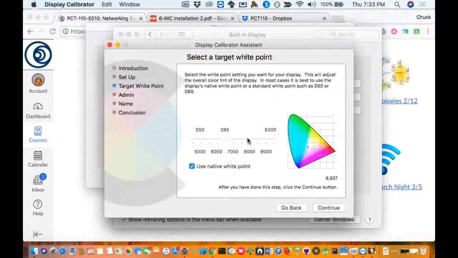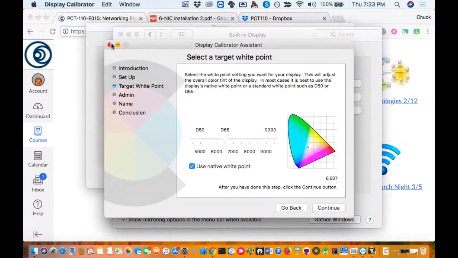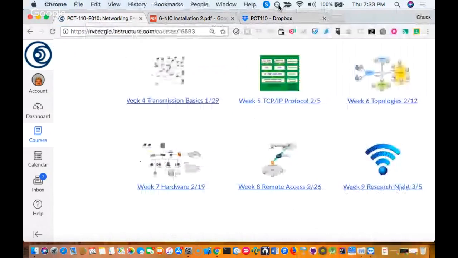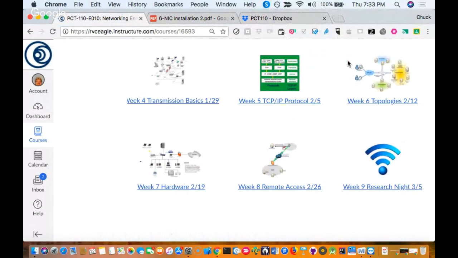Is it in the night mode? My computer should not be in the night mode, but let me check. I turned it off. But I got another setting up here too, though. There we go. That's much better, right?